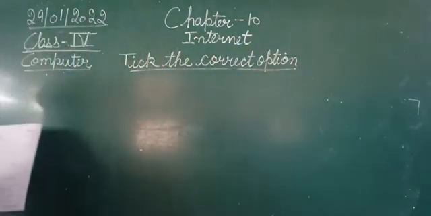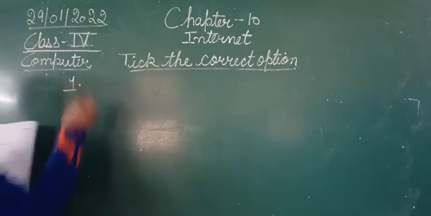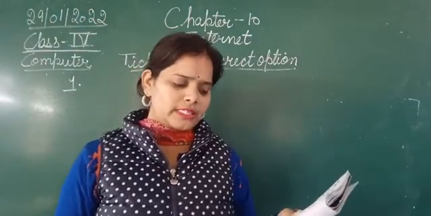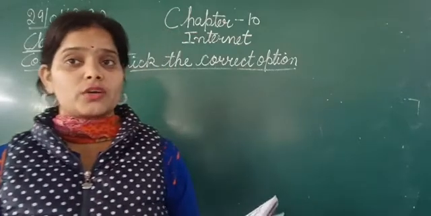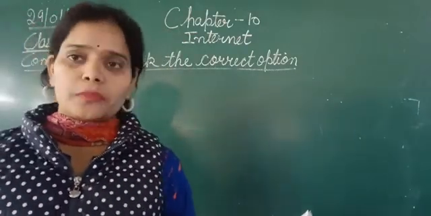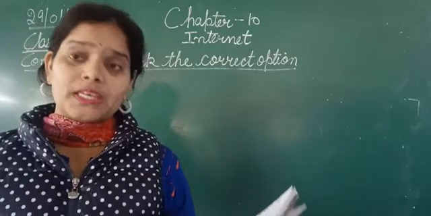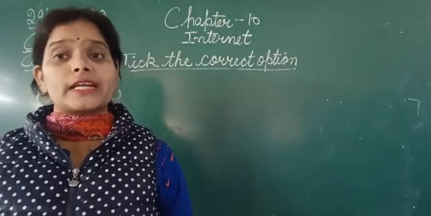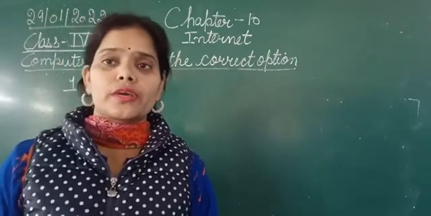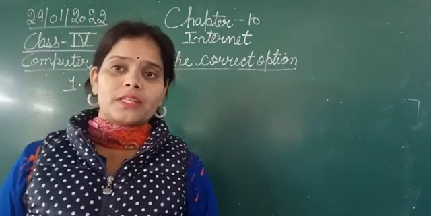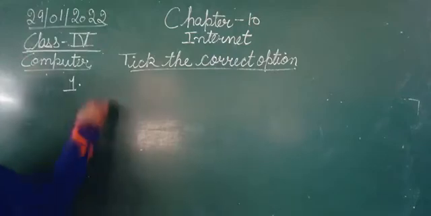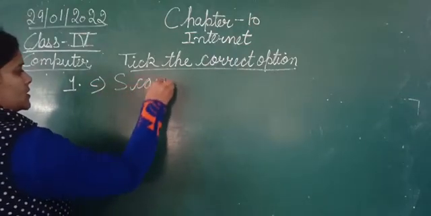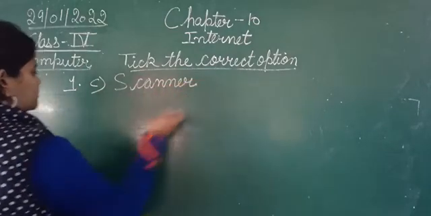Okay, so the first one is, which of the following is not required for internet connection? The options are modem, ISP or scanner. So which of them is not required for the internet connection? That is option number C, scanner. Scanner is used for scanning documents, so it is not required for internet connection. So the answer for the first one is option C, scanner.